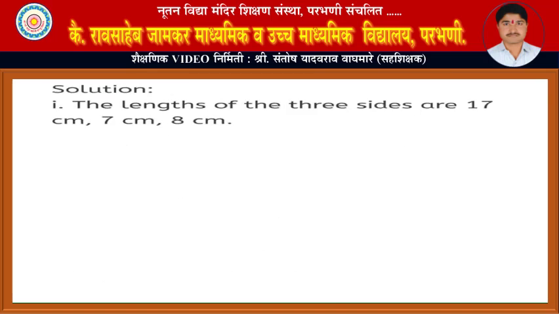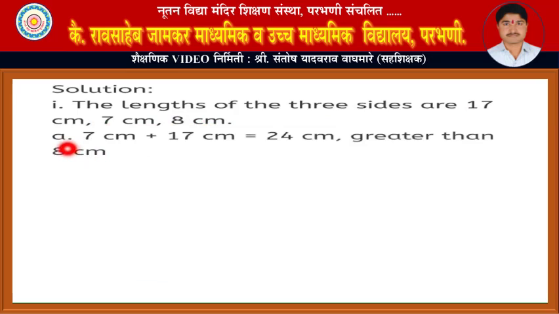First question. The lengths of the three sides are 17 centimeter, 7 centimeter and 8 centimeter. Let's start the addition process. First one, A. 7 centimeter plus 17 centimeter is equal to 24 centimeter. We have added 7 plus 17, which is equal to 24 centimeter. It is greater than 8 centimeter, the remaining third side. So, A has fulfilled the condition.